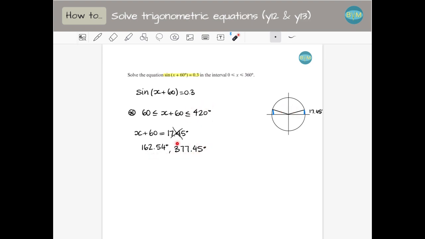So I have only two solutions, but remember, these are my solutions for x plus 60. So what I'm doing is taking away 60 to get the solutions for x. So solutions for x are going to be 102.5, I'm going to round to one decimal place again, and 317.5. And those are my answers, yeah? So again, transform the interval first, find all the solutions in the interval, and at the end, you take away the 60, yeah?